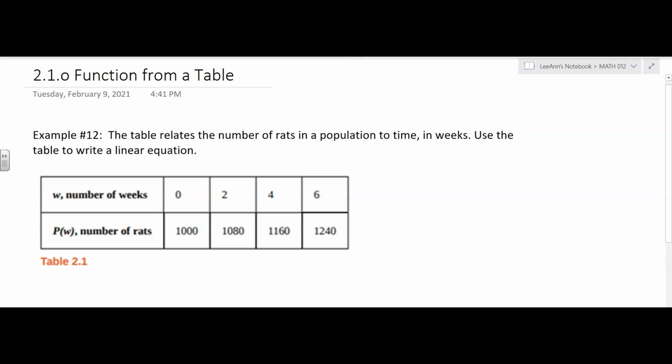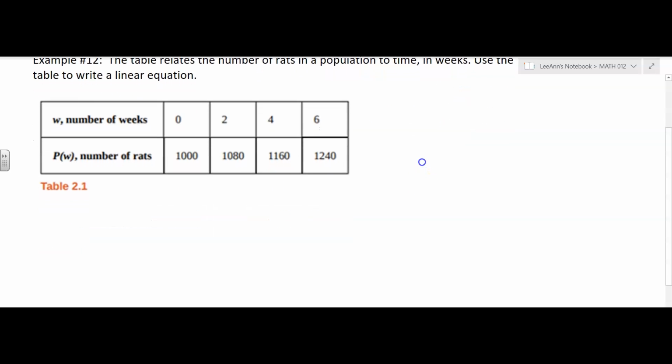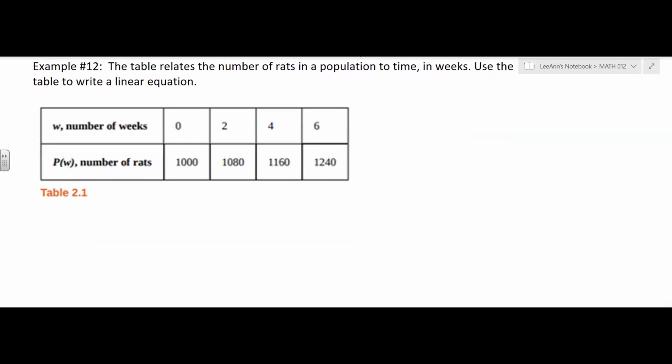Okay, so now they give us a table, and they're going to want us to find the function. It says the table relates the number of rats in a population to time in weeks. Use the table to write a linear equation. And they give us information on the table. But again, we're back to this idea of inputs and outputs. The input's going to be W, and the output's going to be P of W. And then we're going to try to find that equation.